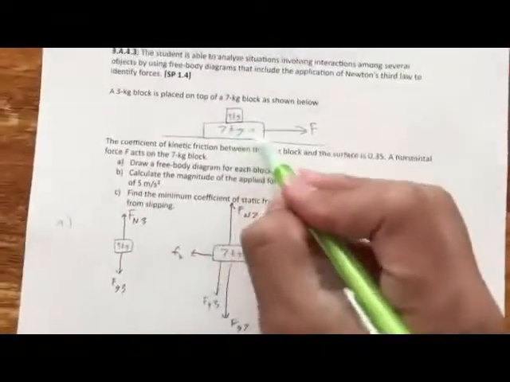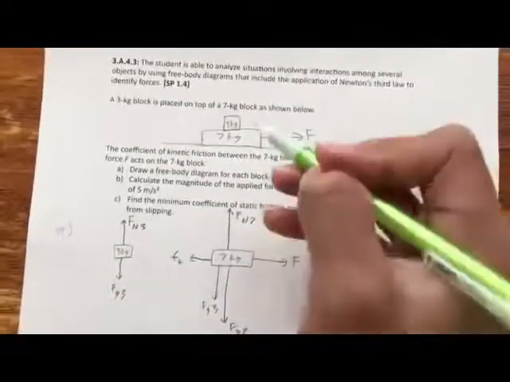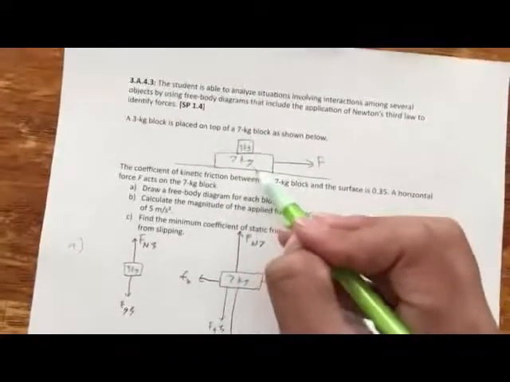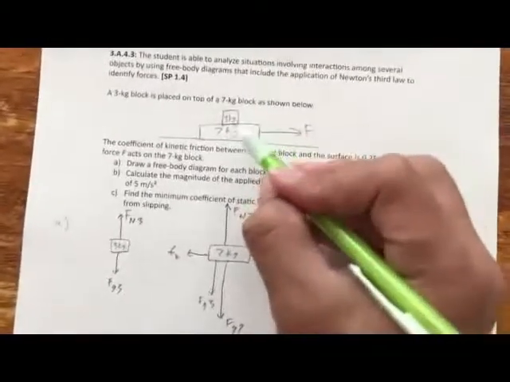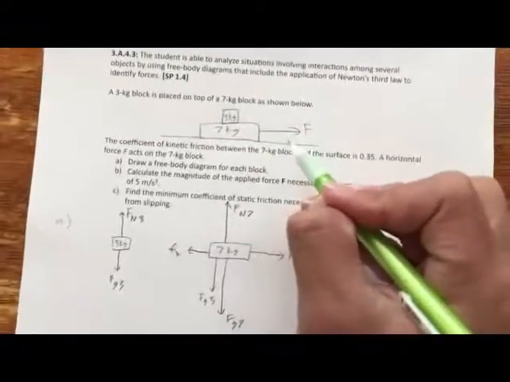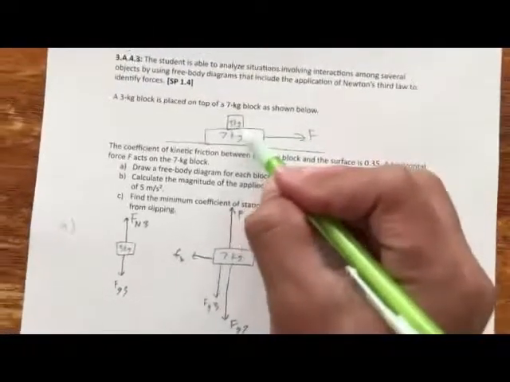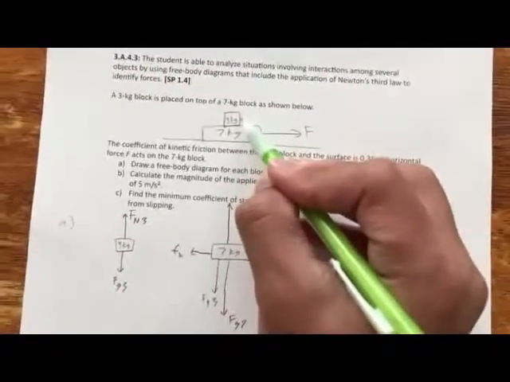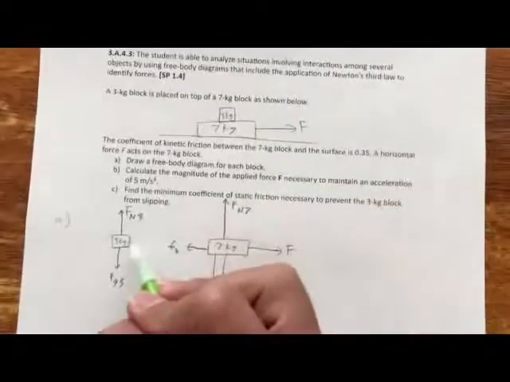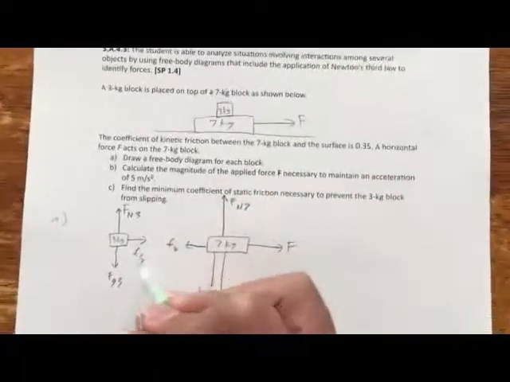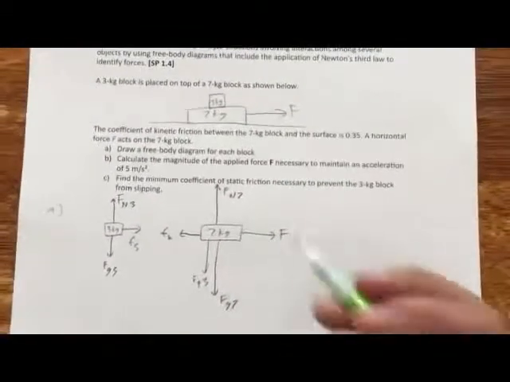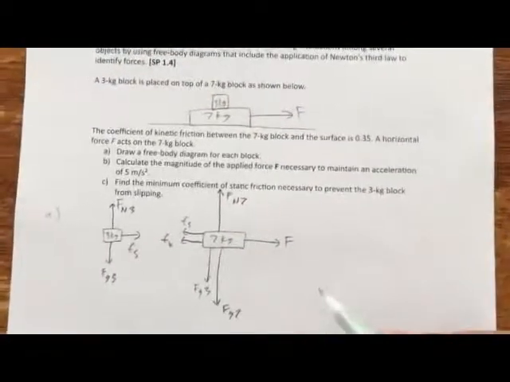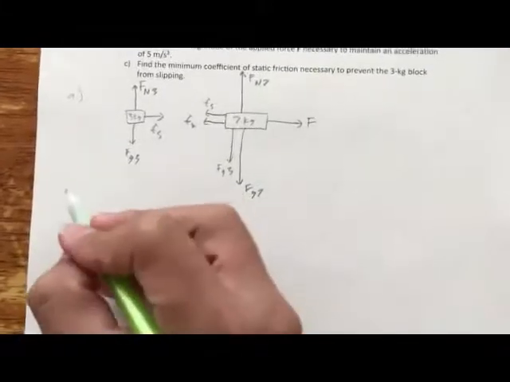And since the 7 kg block is moving to the right, the 3 kg block will want to naturally move to the left relative to the 7 kg block because of inertia. But since they are both moving together as a system, it's because of the static friction that it is kept from sliding off. So instead of going this way, the static friction pushes it to the right. And because of Newton's third law, there is an equal reactionary force that points in the opposite direction but is equal in magnitude. And that's it for A.